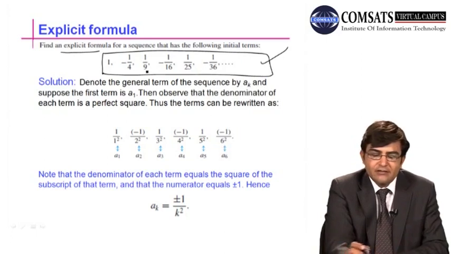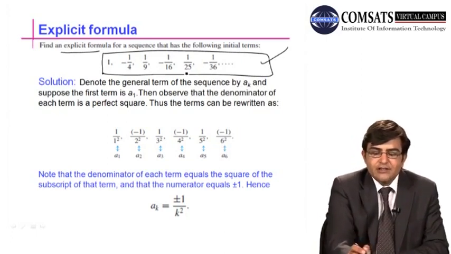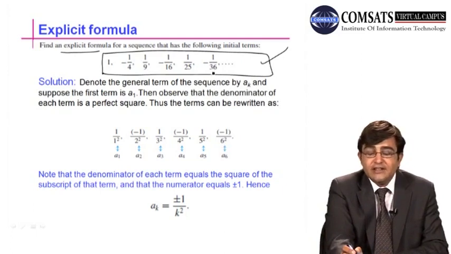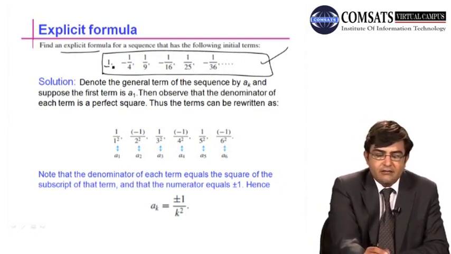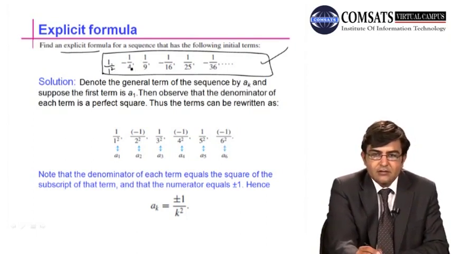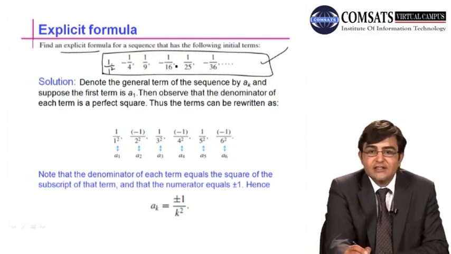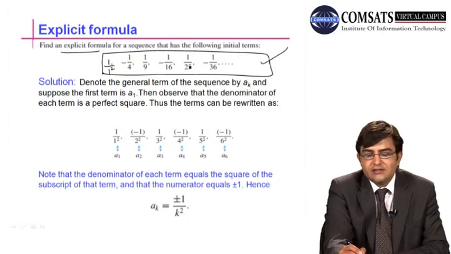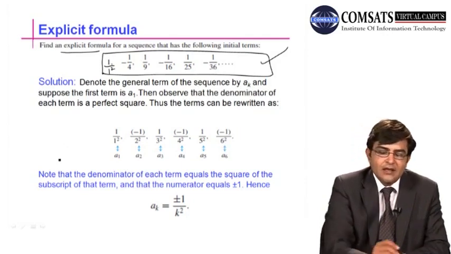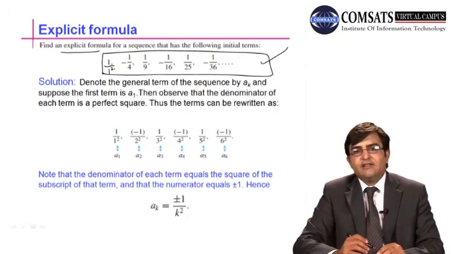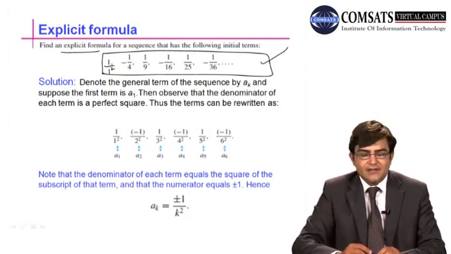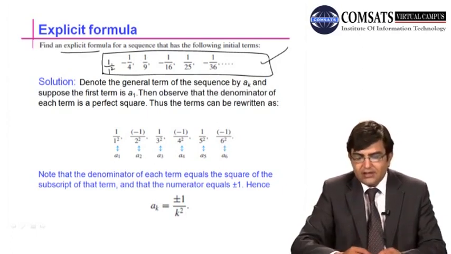The first thing I have observed in this sequence is that in the denominator we have squares of the integers. For example, this one can be written as 1 over 1 squared. This is 1 over 2 squared, which is 4. 1 over 3 squared, 3 squared is 9. 1 over 4 squared, 4 squared is 16. 1 over 25, this is 5 squared. This is 6 squared. So this is the first thing I have observed in this sequence. Writing an explicit formula or general formula of a sequence is not an easy task.